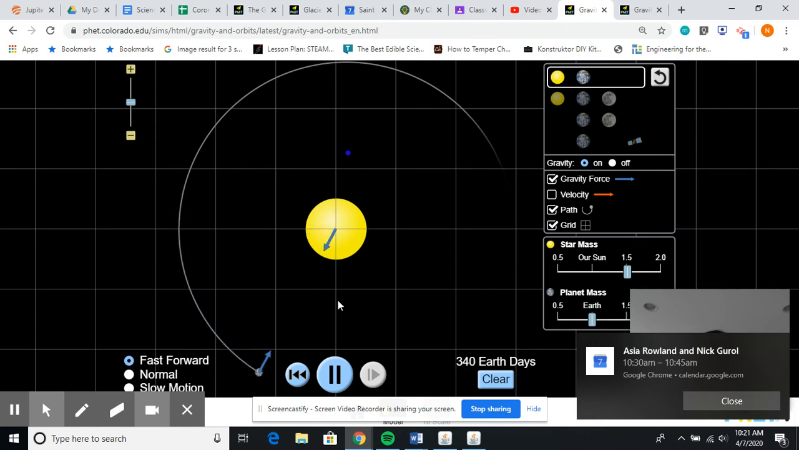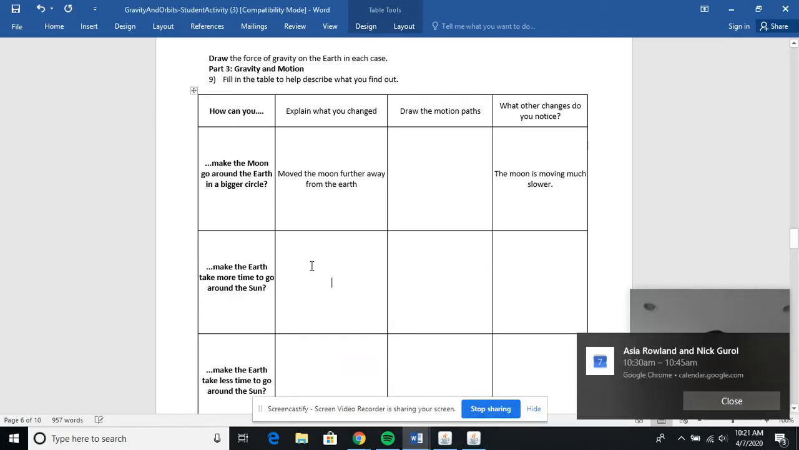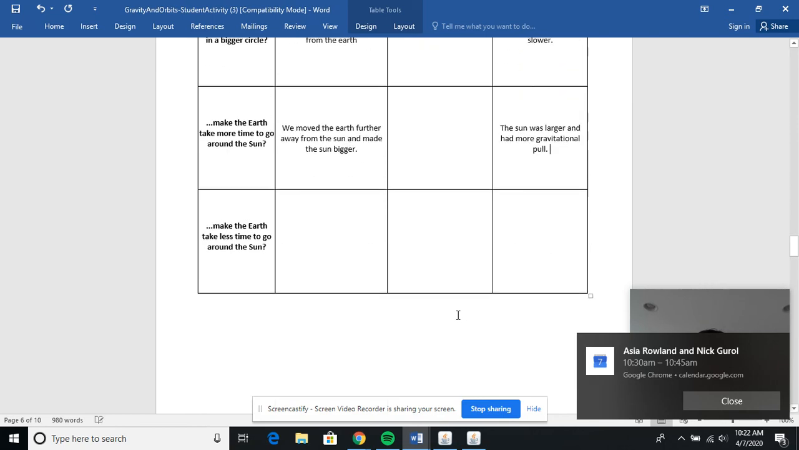There is a normal year. Yeah, it took about a year and a half this time. A lot longer. So what did we do? Move the Earth away from the sun and made the sun bigger. Why do you think I made the sun bigger? Well, if I moved it too far away and the sun wasn't big enough, it wouldn't have enough gravity to hold the Earth in orbit. So the sun was larger, I had more gravitational pull.